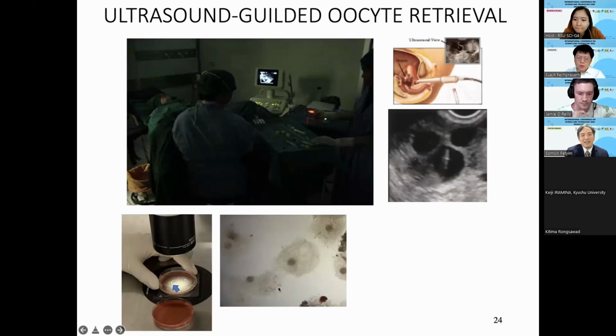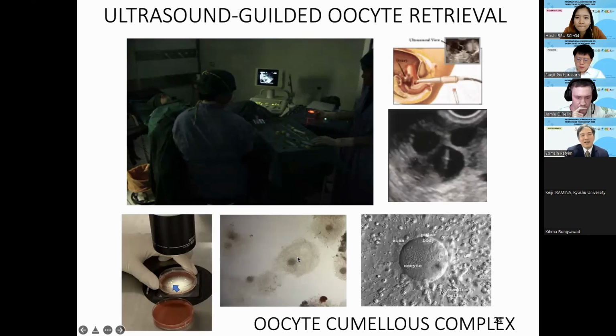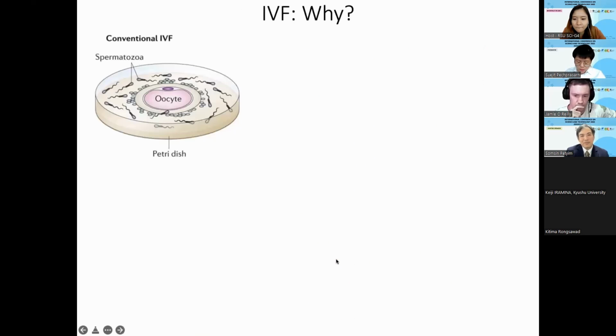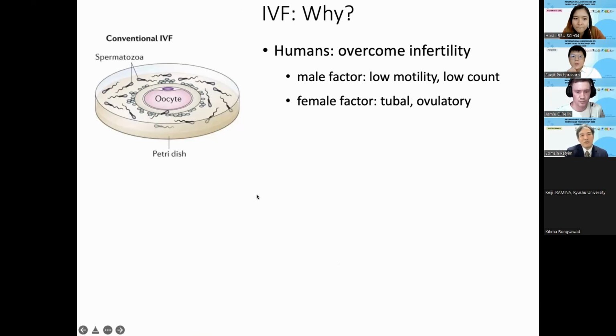When you see the egg, this is the egg, a tiny egg that looks like an egg with cells surrounding it. It's called the complex of the eggs. For conventional IVF, when we take the egg out, we put the sperm together with it to fuse. This can overcome infertility. If the male has a very low number of sperm, we can put them together and they have a chance to fertilize by themselves.